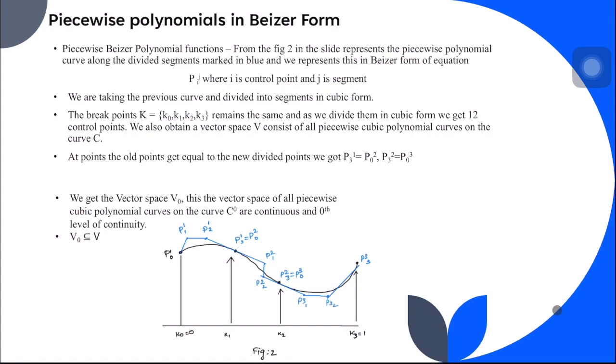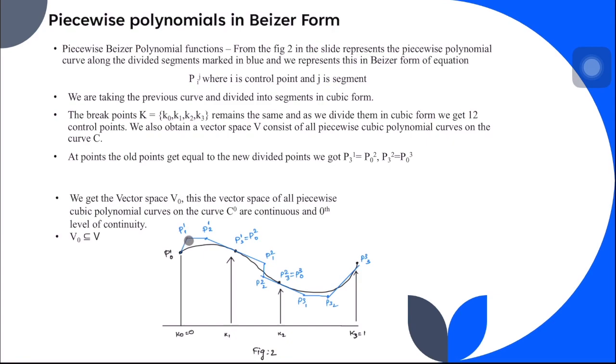We also obtain a vector space V consisting of all piecewise cubic polynomial curves on the curve C. At the breakpoints, the old points equal the new divided points. We get P3 of 1 equal to P0 of 2, and P3 of 2 equal to P0 of 3. You can see them here. These are the segments formed: P10, P11, P21, and P31, P02, P12, and P22, P32, and P31, P32, and P33. So these are the different segments.